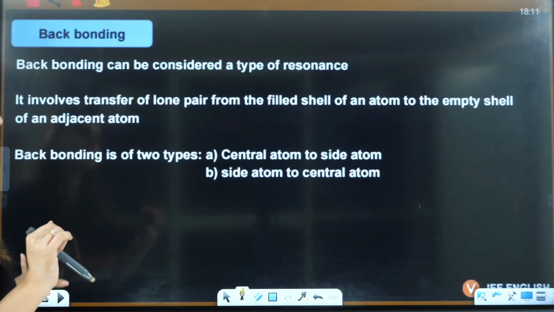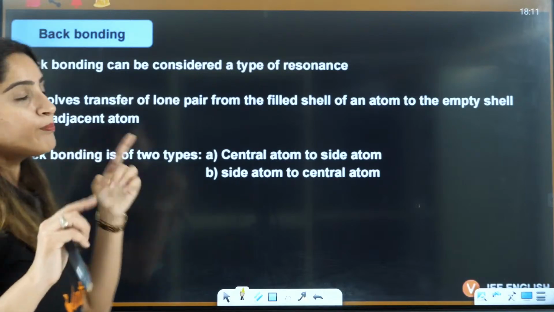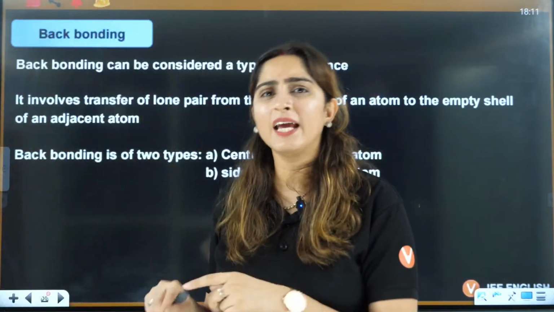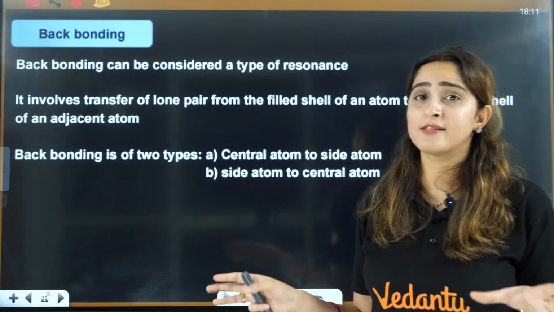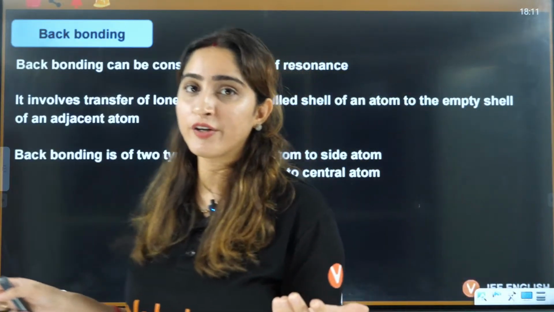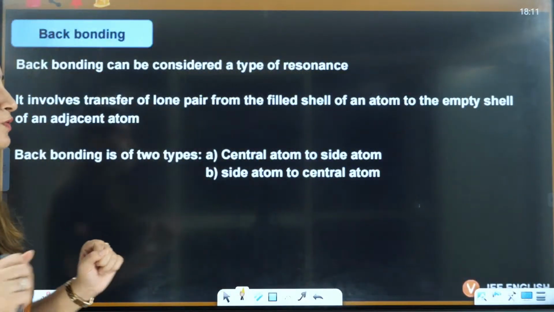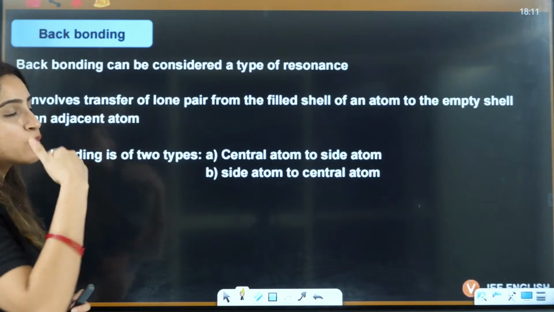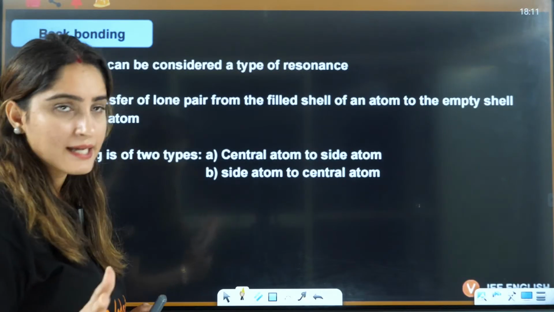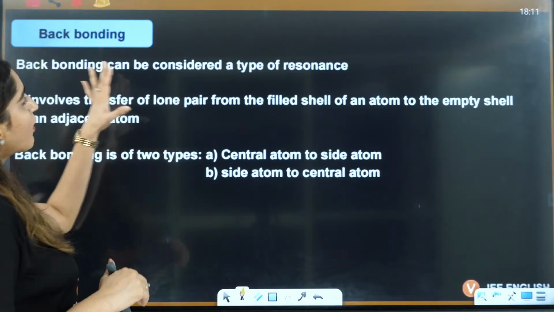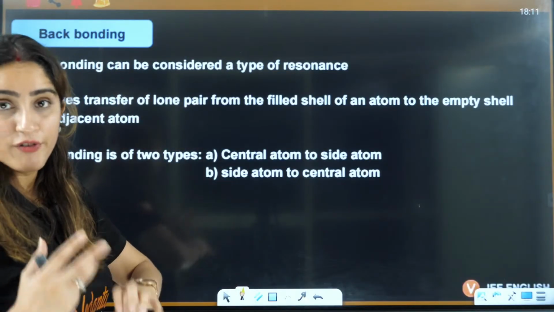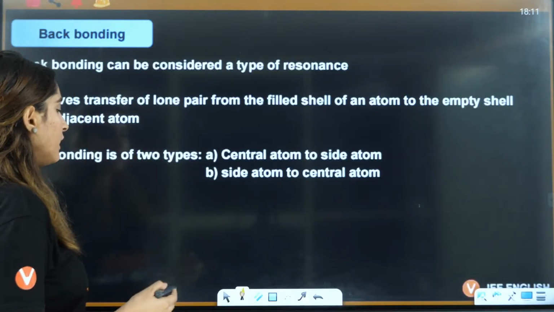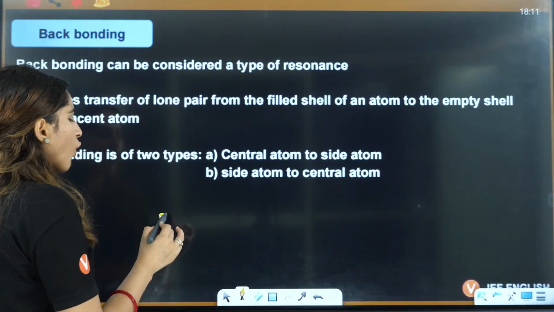Now, let's do this thing. Because of back bonding, in bond angles you will have various exceptions, and that is the beauty of inorganic chemistry. A lot of exceptions you will have here. So, what is back bonding, and how is it going to change the bond angle? Back bonding can be considered a type of resonance. It's like a resonance only. It's like a coordinate bond.